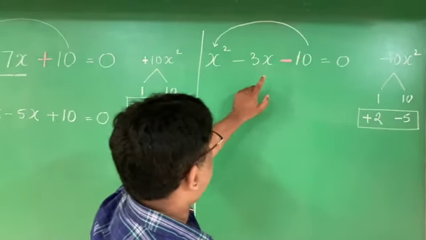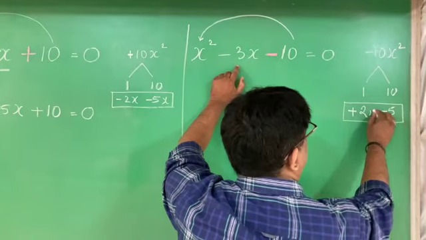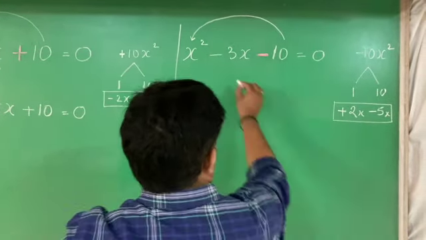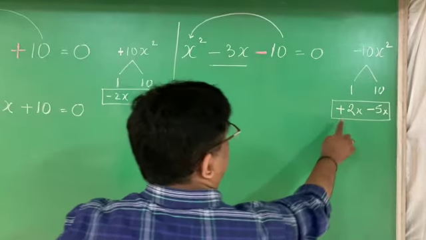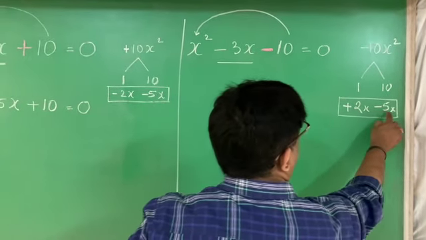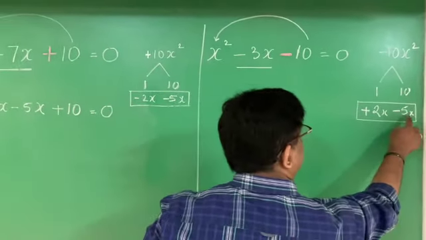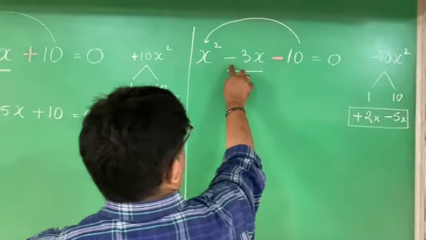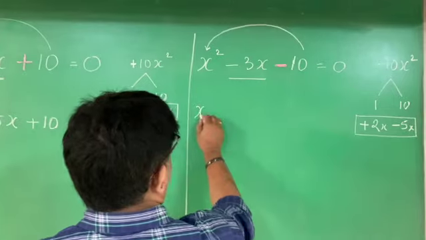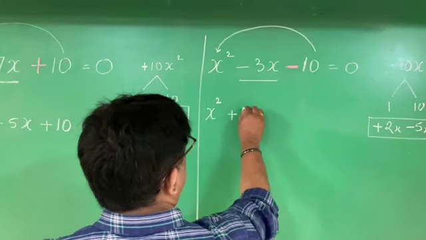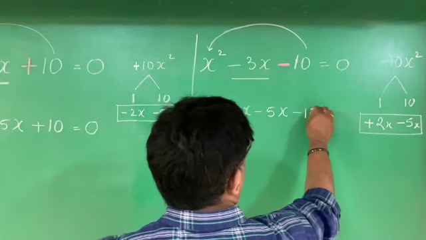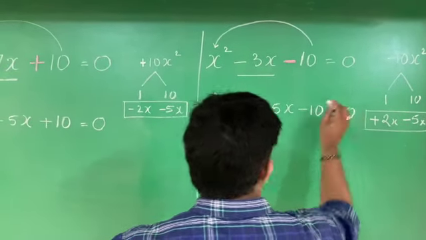Understood? Now the variable is x. Now I am going to split the middle term. This term has to be split as plus 2x minus 5x. I can even write minus 5x plus 2x. We can write in the interchanging method also. Minus 3x can be written as x square plus 2x minus 5x minus 10 is equal to 0. This trick you have to get.